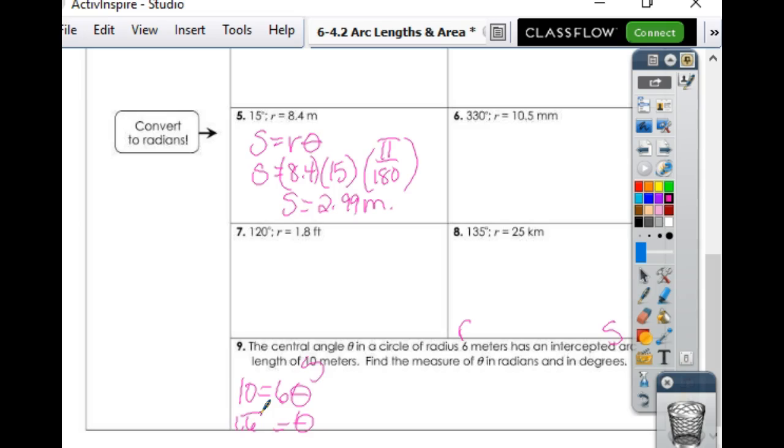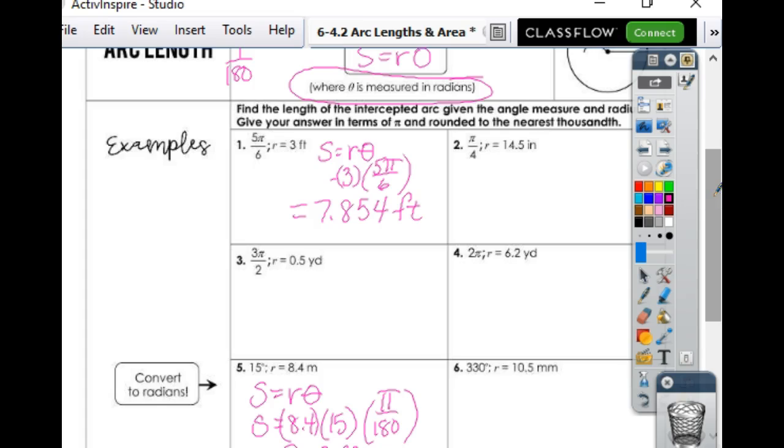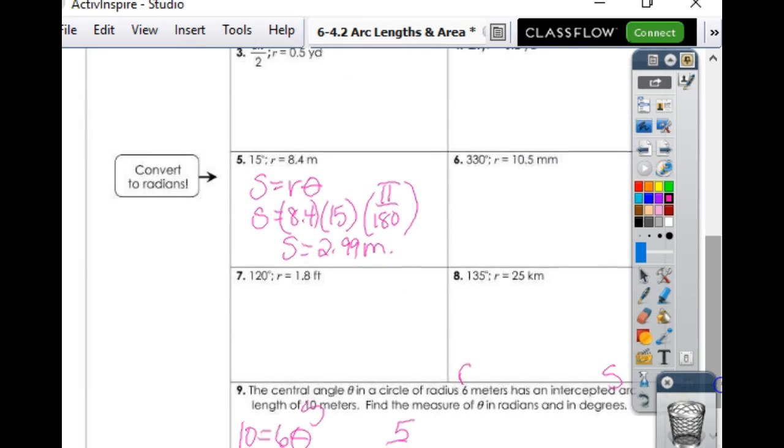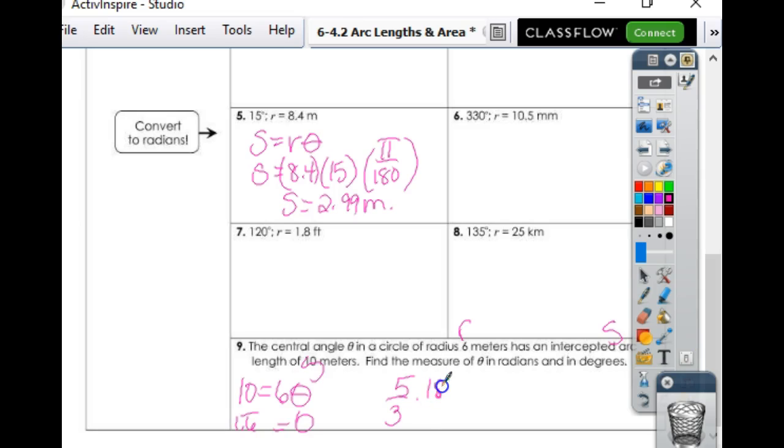So now I need to convert my 5 over 3. This is radians, so I need it in degrees now. To go from degrees to radians, I do pi over 180. To go the other way, we just flip it upside down. So this is times 180 over pi, and I got 95.493.